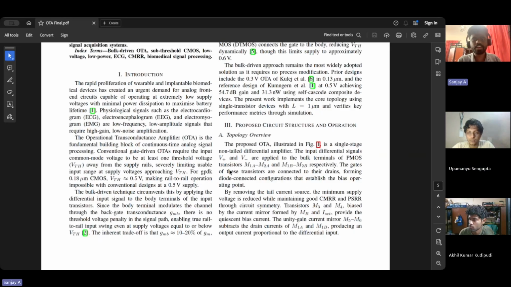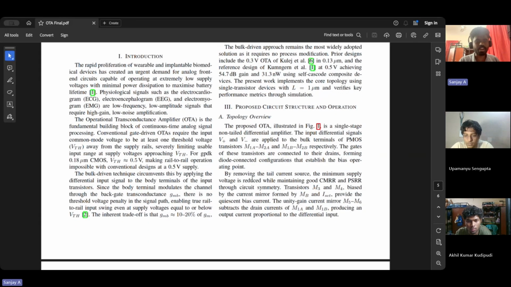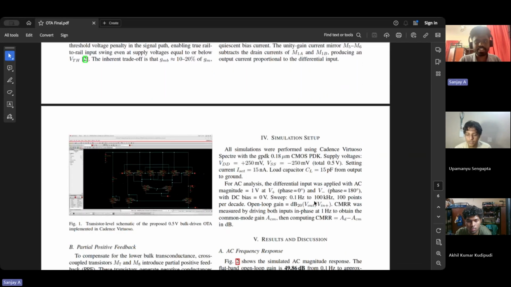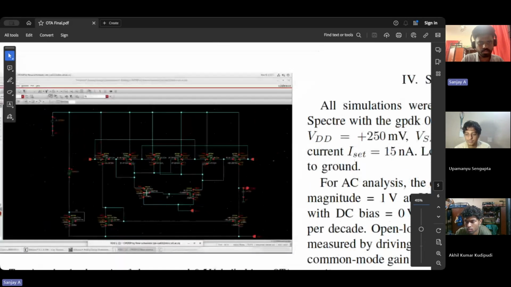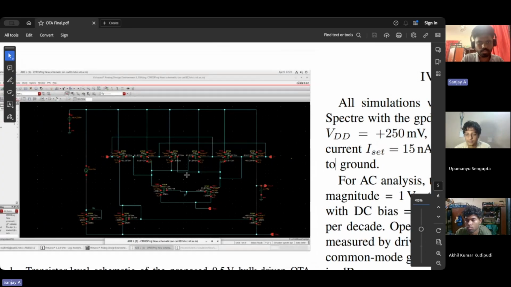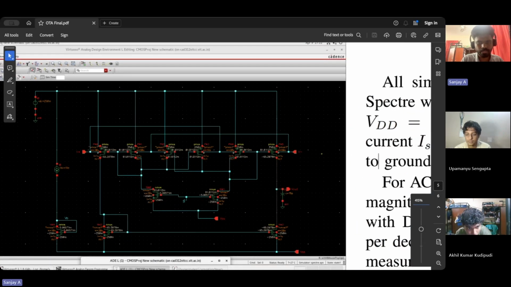Thanks, Upmanyu. Alright, now we get into the actual circuit. I'm going to take you through every transistor, every design decision, every number. So by the end of this, you understand not just what the circuit does, but exactly why it's built the way it is. Okay, let's start at the input transistors as you can see. Let me zoom in a bit. Yeah, so let's start at the input.